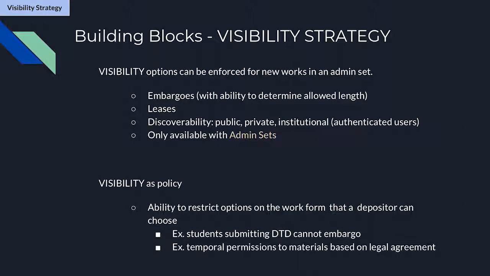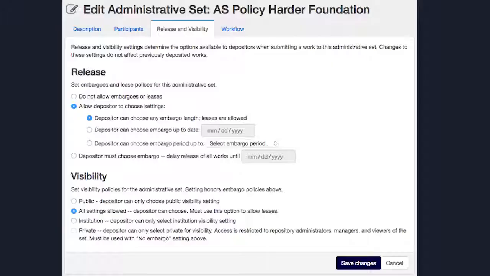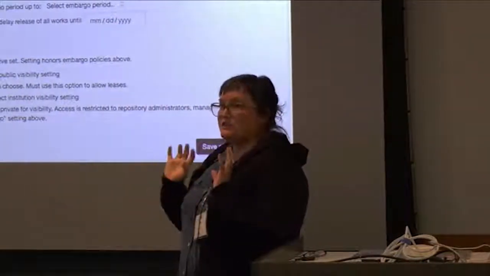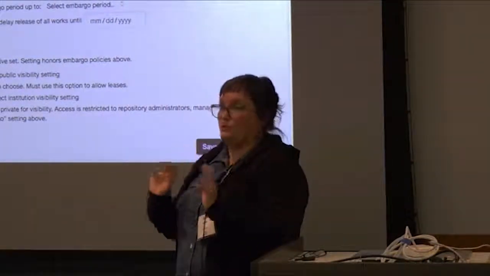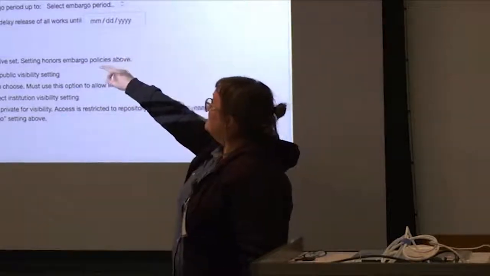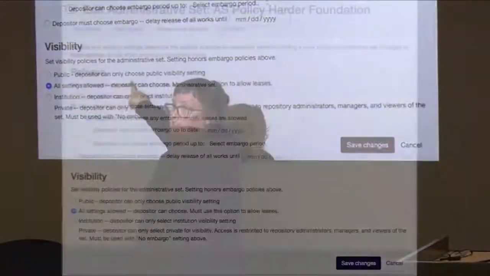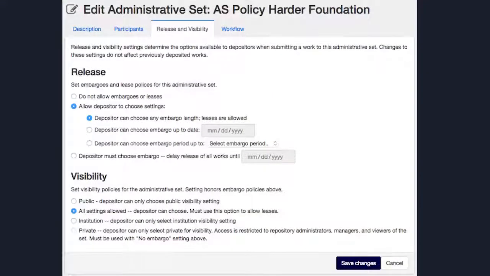Okay, so visibility. I'm going to go to this page. These are the visibility options that are on admin sets and only admin sets. What this does is completely limit what the depositor to that admin set can choose. If you have this selected, they cannot choose anything else except public. Does that make sense? If you have institution, they have to choose institution.